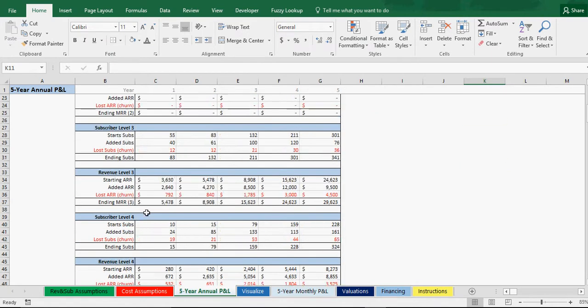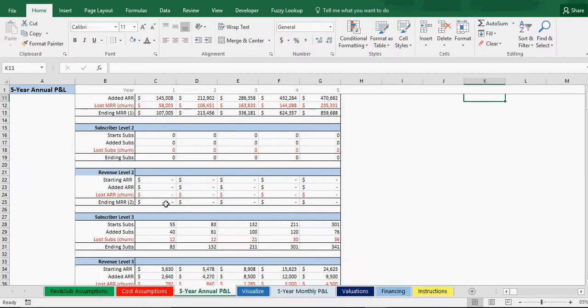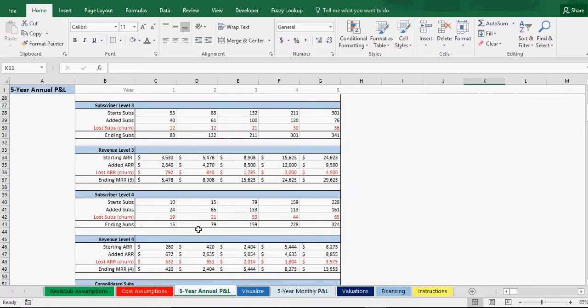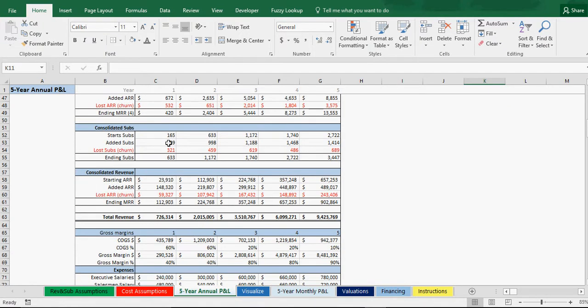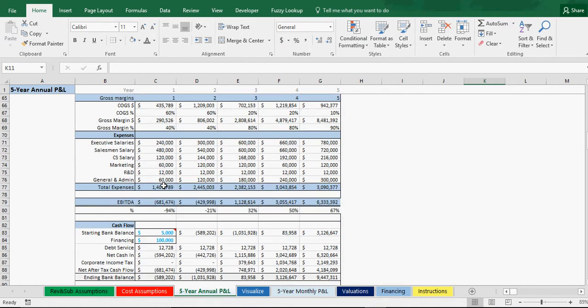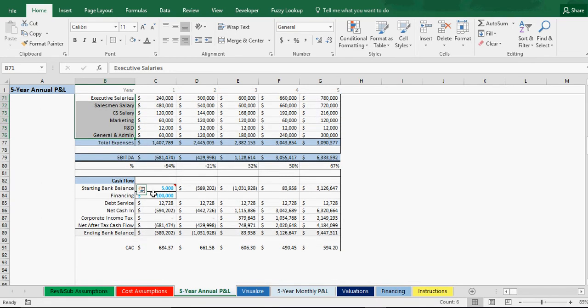That all adds up. You can see the changes in each one individually by year and by month. This is just the annual view. You can see a consolidated version of the subscribers and the revenues. Then we've got all the expenses, cost of goods sold, expenses, and then we have cash flow.